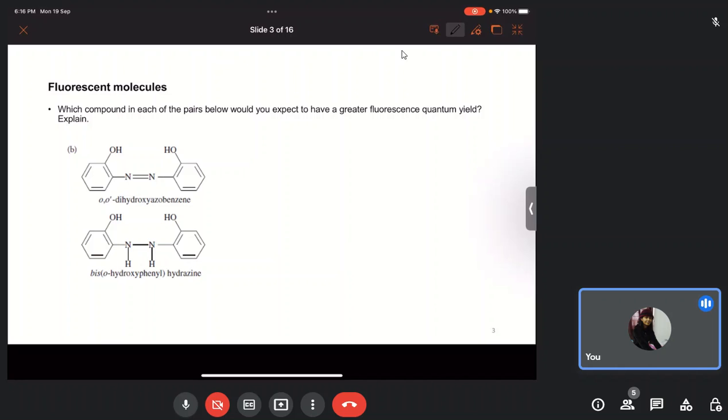Here also we have been asked, for a pair of molecules, which has the better fluorescence quantum yield. So here also we can think of how the delocalization happens, and how it is going to affect the rigidity of the molecule and things like that. This particular molecule has a double bond character here, which makes it rigid compared to this one, because this is just a single bond, so it is more flexible.